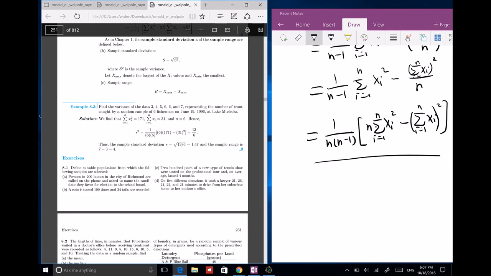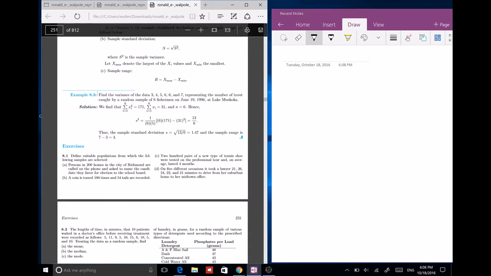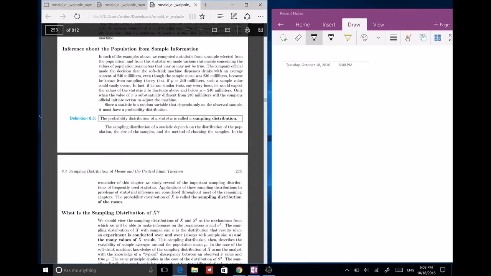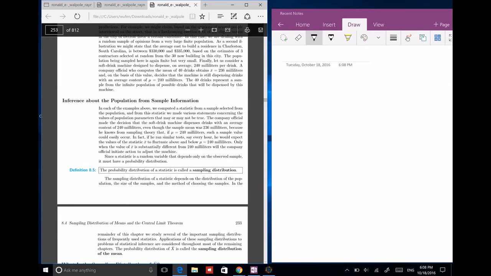Also, there is another definition for how you find the sample variance. Use this formula, 8.3 is another formula. Here is another example of using this formula to find the sample variance. The sample range is the maximum value minus the smallest value. We learned that in the first chapter. So 8.3 is sampling distribution. The probability distribution of a statistic is called a sampling distribution.